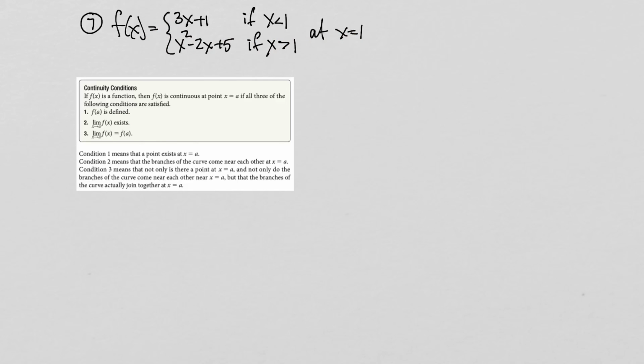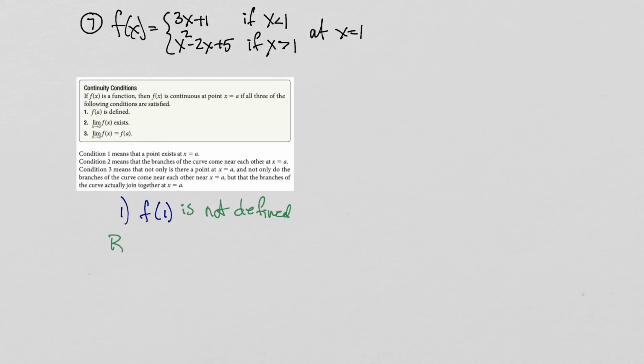So what happens here in condition 1 if we try to put in 1? Well, look at this. What do we use here? If x is less than 1, we use this piece of the function. If x is greater than 1, we use this piece of the function. There's nothing here that tells us what to do exactly at 1. So f of 1, in this case, is not defined.